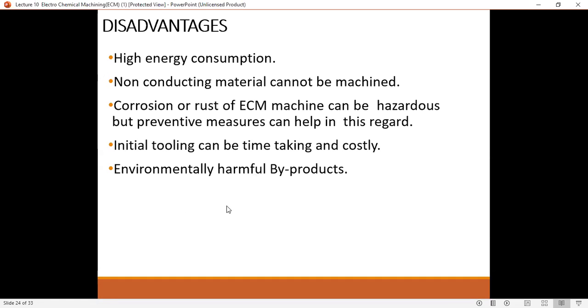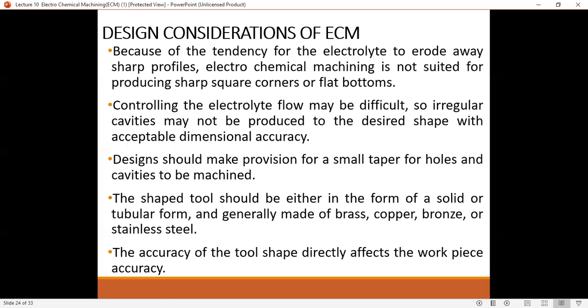Environmentally harmful byproducts. This is from the chemical reaction. You tend to have some chemical effluents out of this process, so you have to have a system in place to take care of those byproducts. Some design considerations for ECM. Knowing the advantages and disadvantages, and what ECM can do, these are the things you need to think of before you start designing your product to be machined using this ECM process.